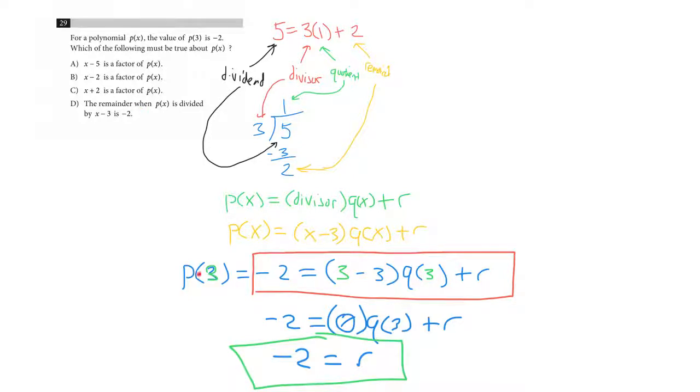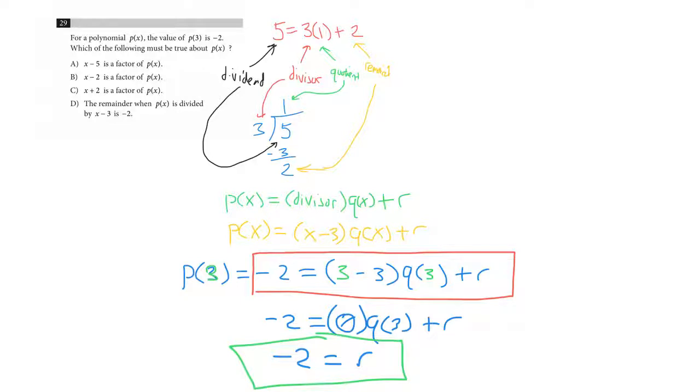The remainder, when p of x, which is right here, is divided by x minus 3, so that's represented right here. P of x is divided by x minus 3, because the divisor is this number that gets multiplied to the quotient, is negative 2. So we essentially checked whether or not r would equal negative 2, when it's p of 3 that we're looking at.